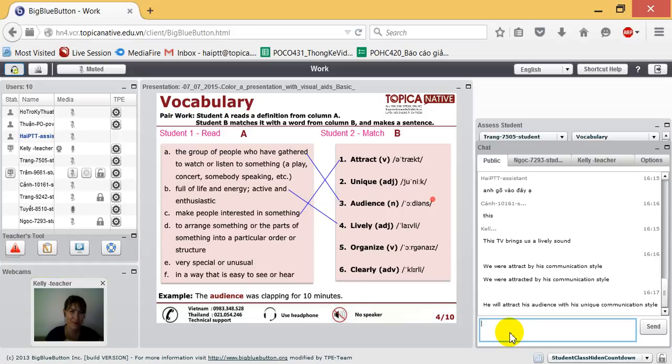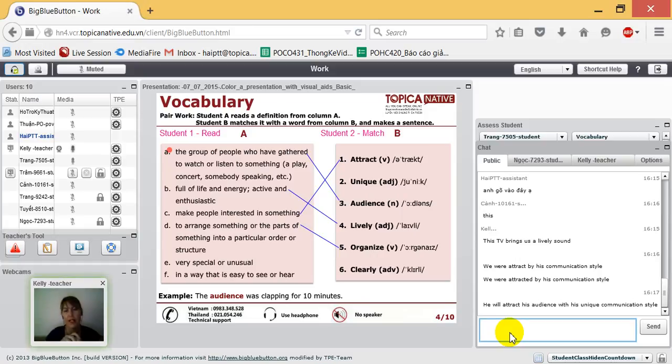Okay? Okay. All right, could you please read definition D? To arrange something or the parts of something into a particular order or structure. Thank you. And Trang, what does that match with? Yeah, letter D match with number 5, organize. That's correct. And could you please create a sentence using the word organize? Yeah, it's very important to organize everything in good order.